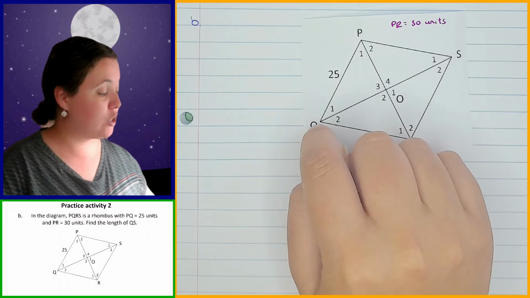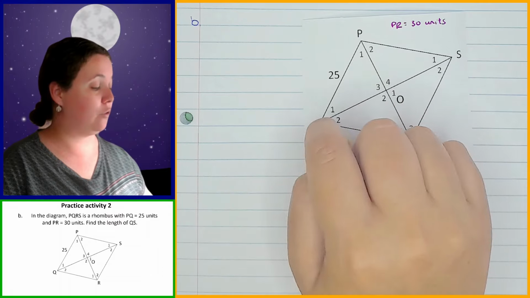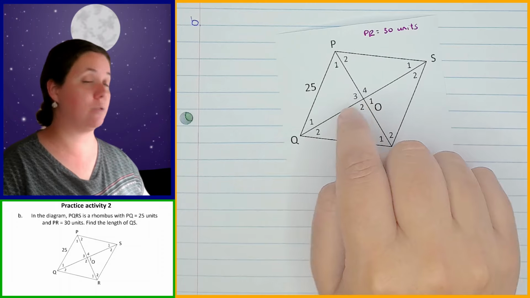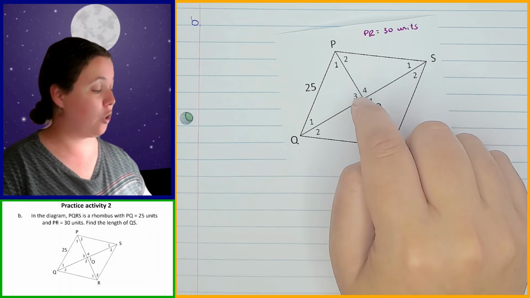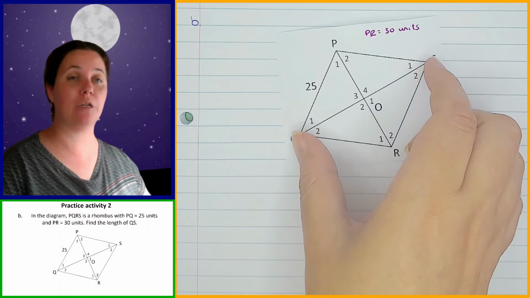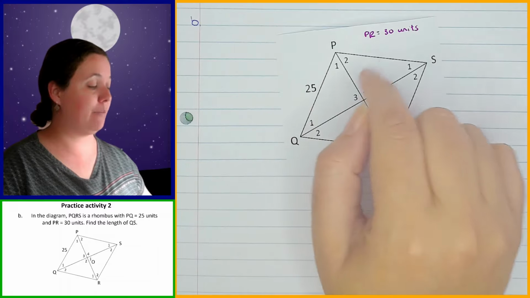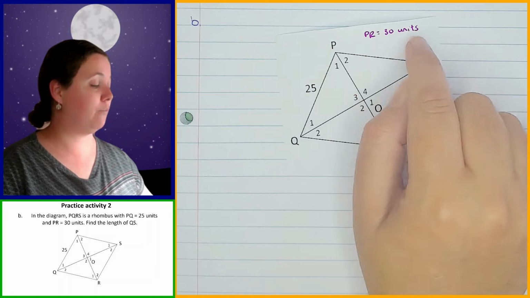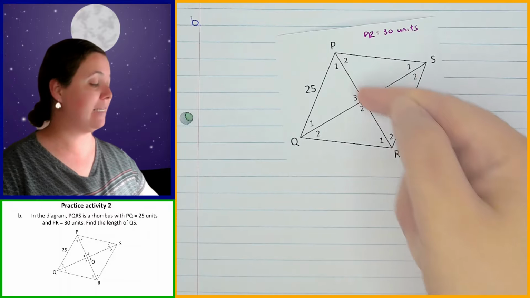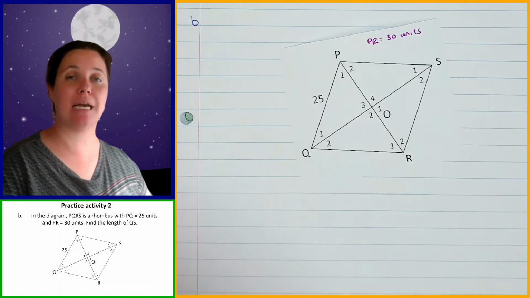Now, I am trying to work out what QS is. So if I work with this triangle, I can work out the length of QO, and because I know that the diagonals bisect each other, it means that OS is equal to QO. So if I can work out QO, I will be able to work out the length of QS, the whole thing. But I need this length over here. They did tell me that the length of PR, which is this whole diagonal over here, is 30, which means that PO is going to be half of that because this is a rhombus and the diagonals bisect each other.